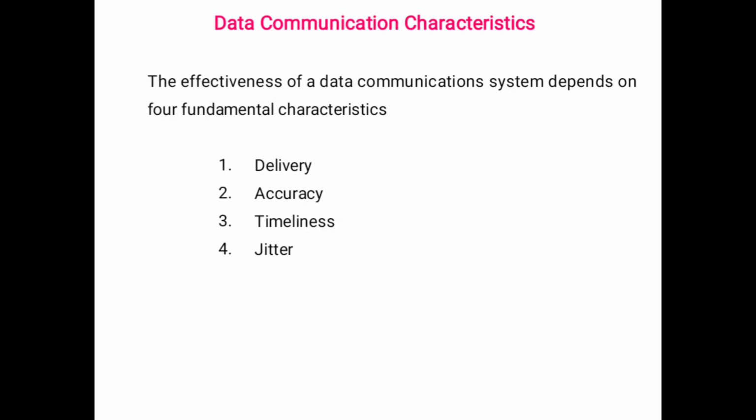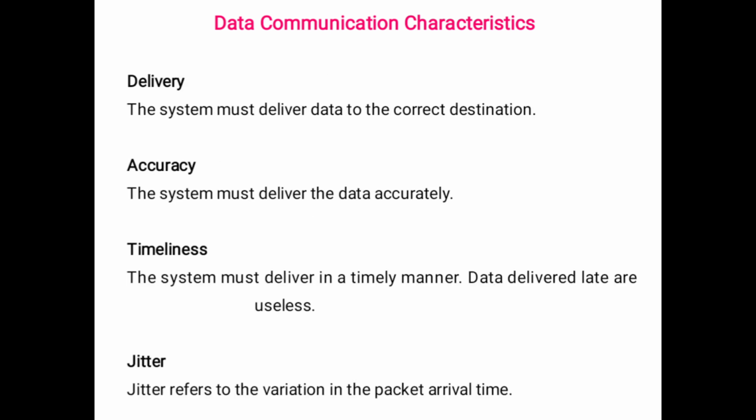So next we will see about the characteristics of data communication. The effectiveness of a data communication system depends on four fundamental characteristics. The first one is delivery, next accuracy, the third one is timeliness, and the fourth one is jitter.